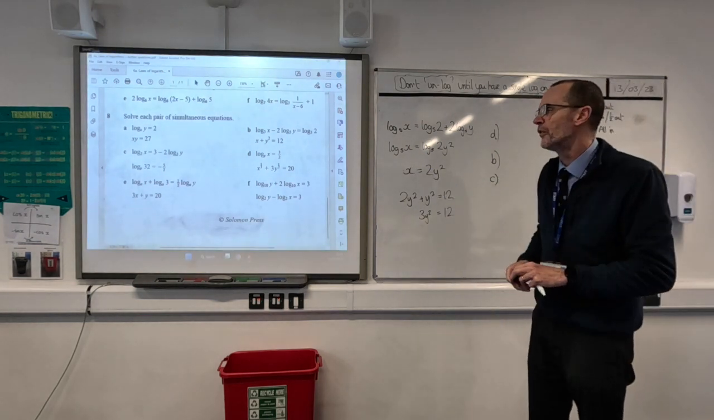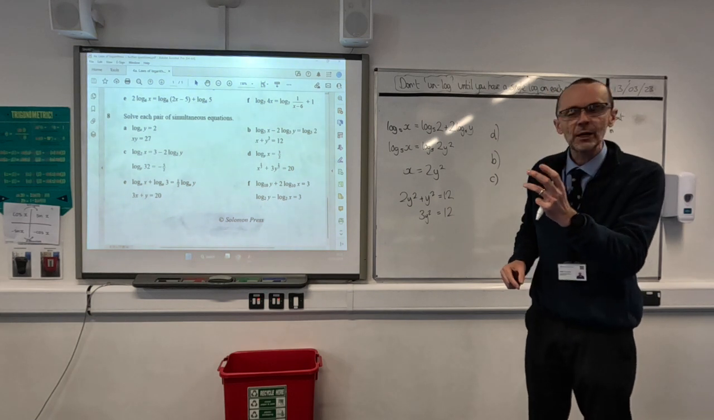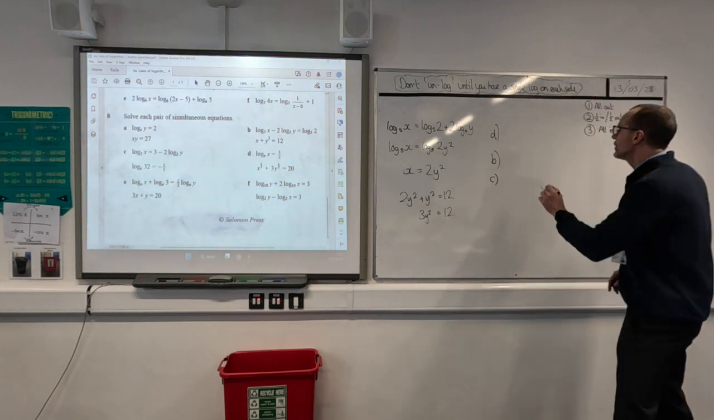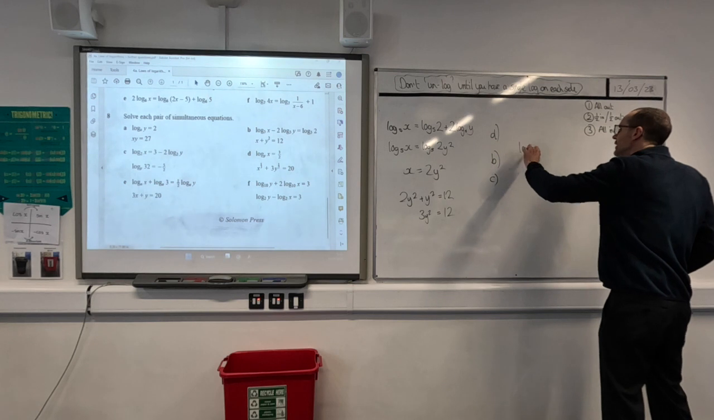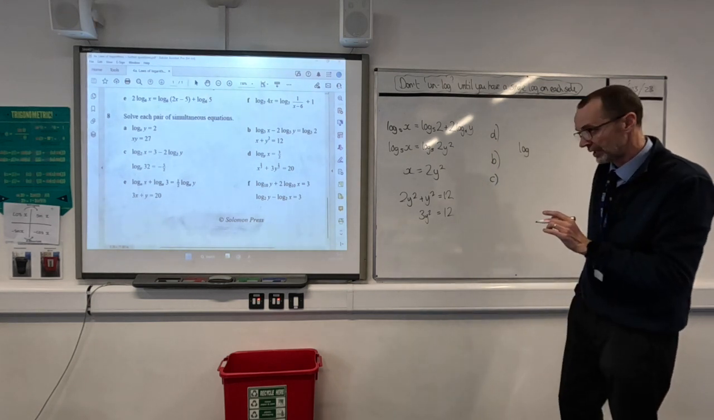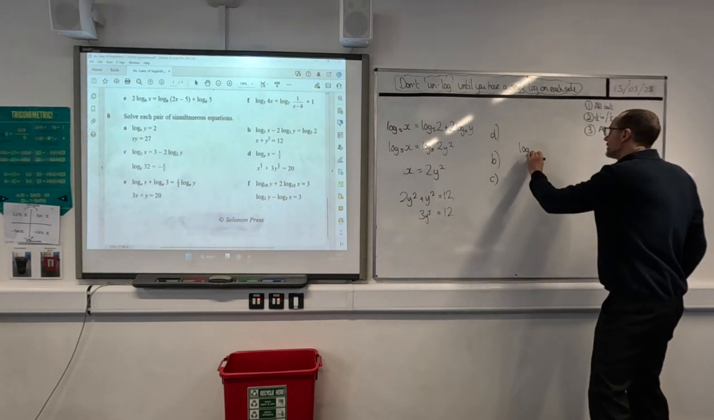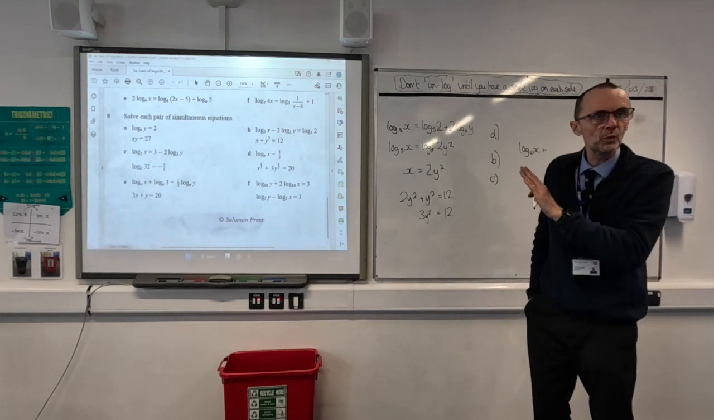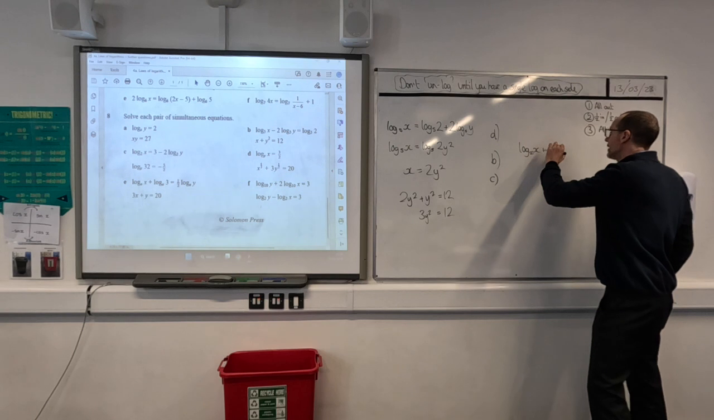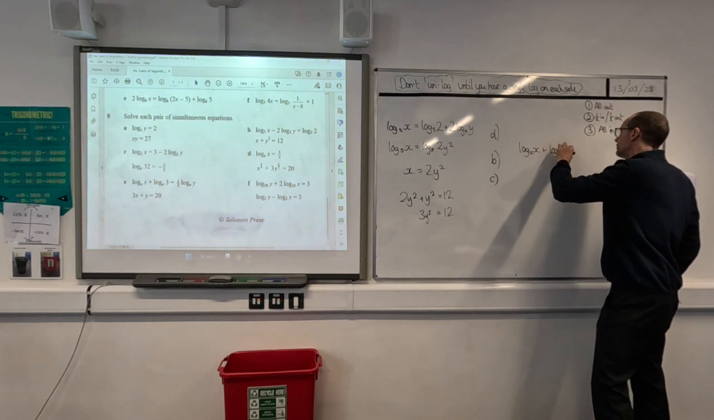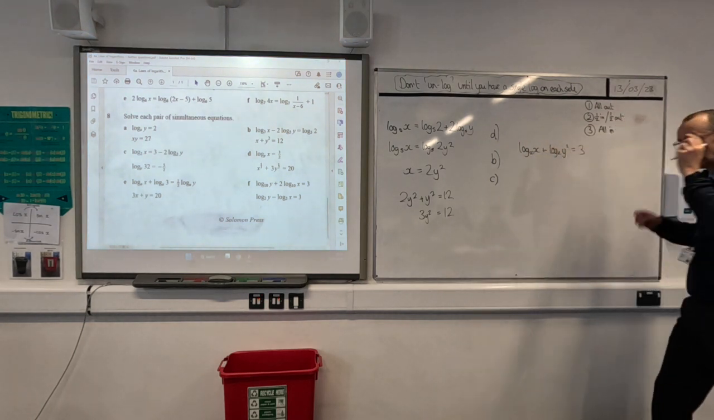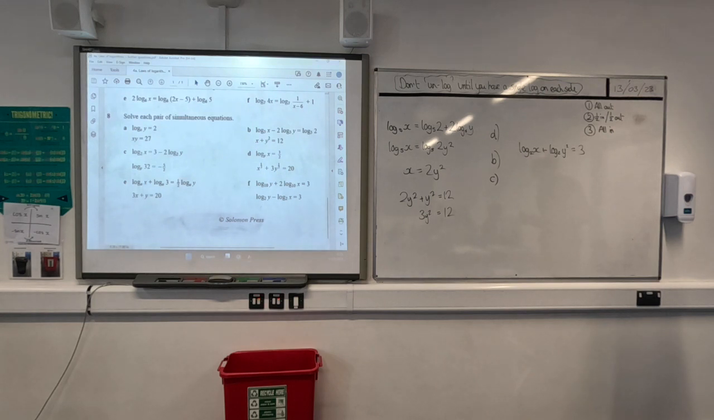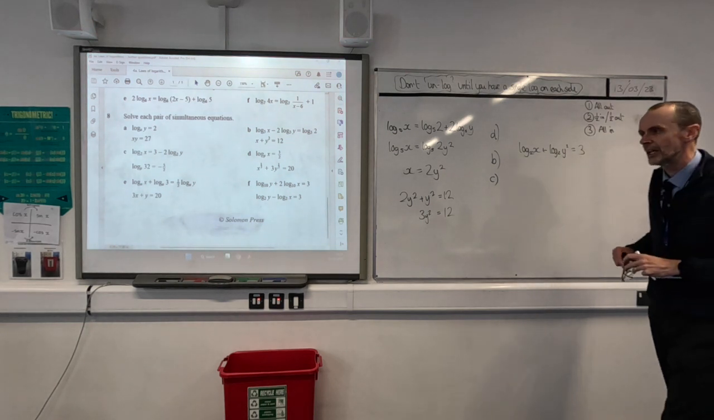C was a little bit more fiddly because of the 3. It was a half in, half out. So with C, you needed to add the log 2y to the other side, and then you had to combine it into a single log. We'll do that one first thing tomorrow. See how we get on with that one.